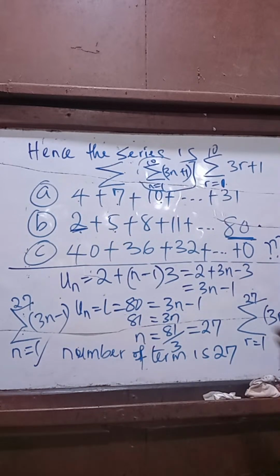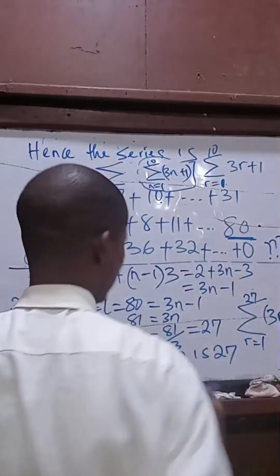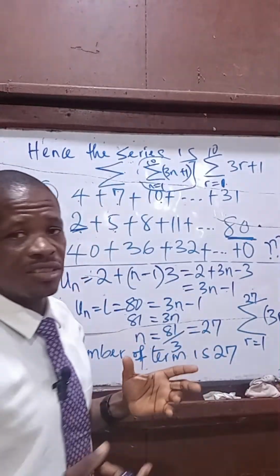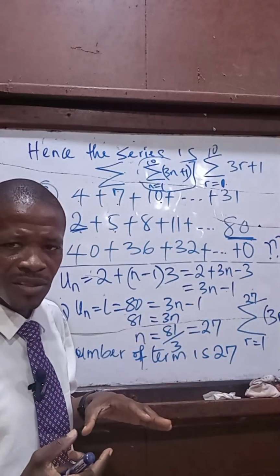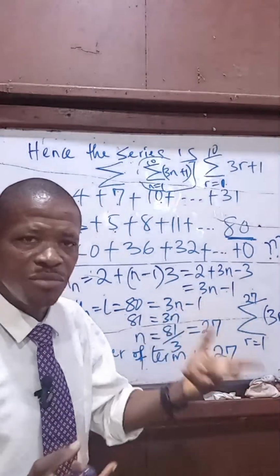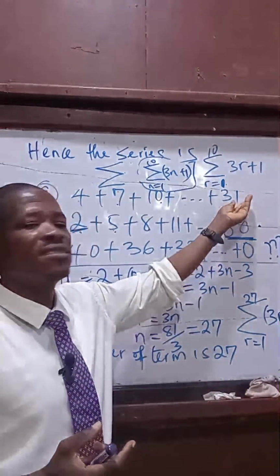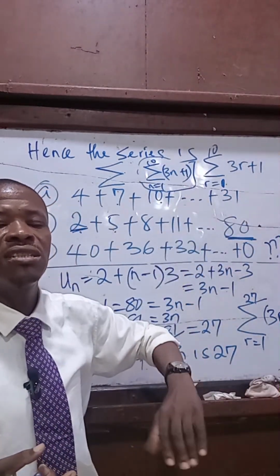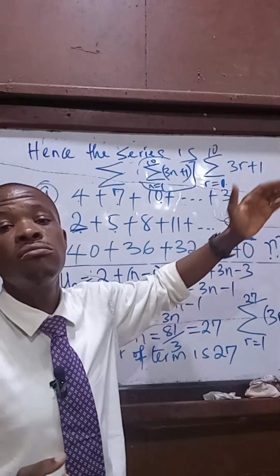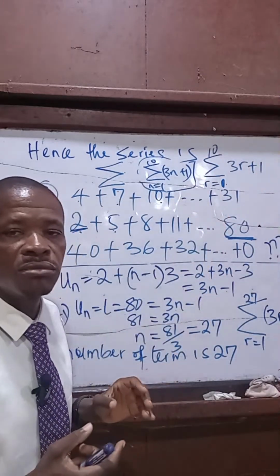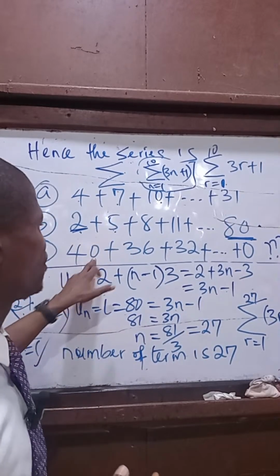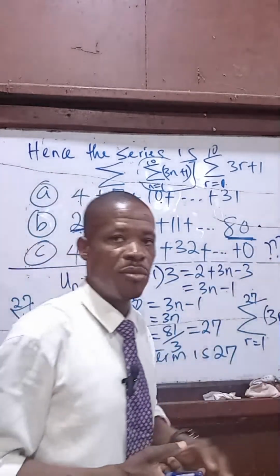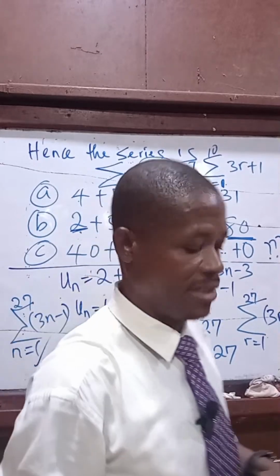I want you to quickly say something. There are two types of sequence. Sequence or series could be finite or infinite. Finite means it has an end. Infinite means the series continues, no end. So that's that on that case. Question C, put the answer in the comment section.